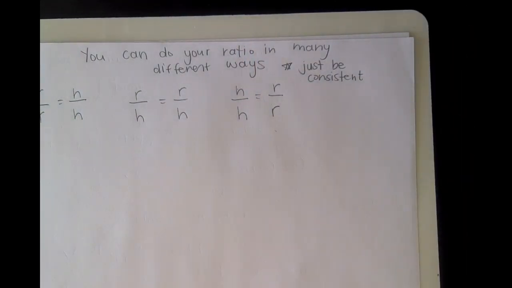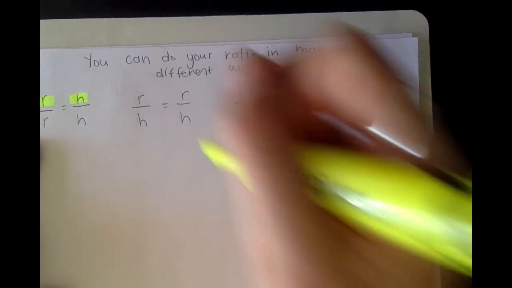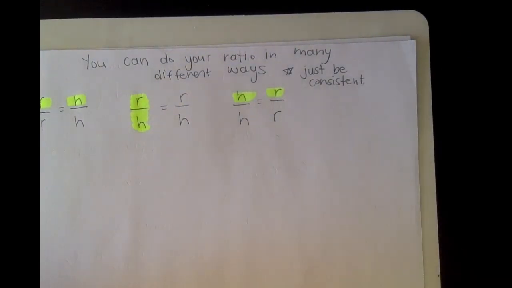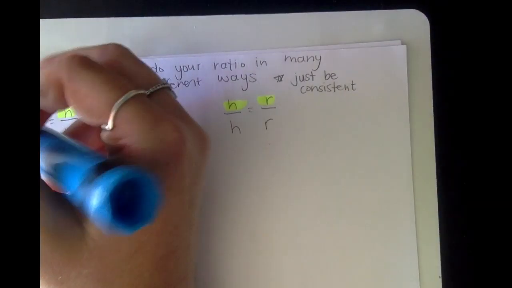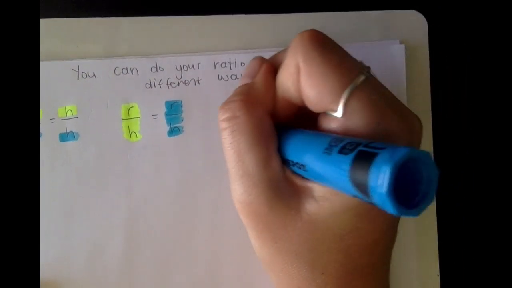So as long as you're staying consistent, for example, this yellow will represent the same shape. This yellow represents the same shape. So just be consistent all the way through. Sometimes I like to use colors. That kind of helps me. So again, the radius and height, this is one shape, and then the height and the radius of your other shape.